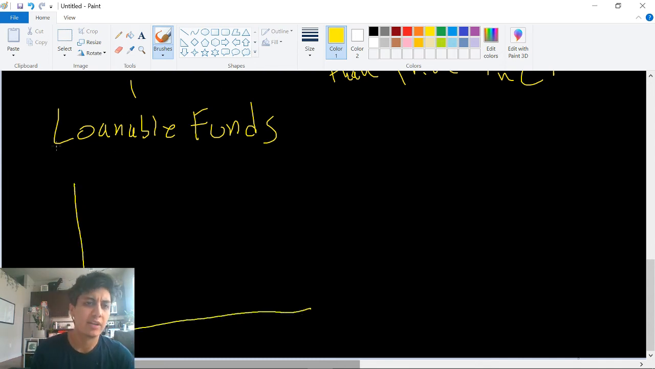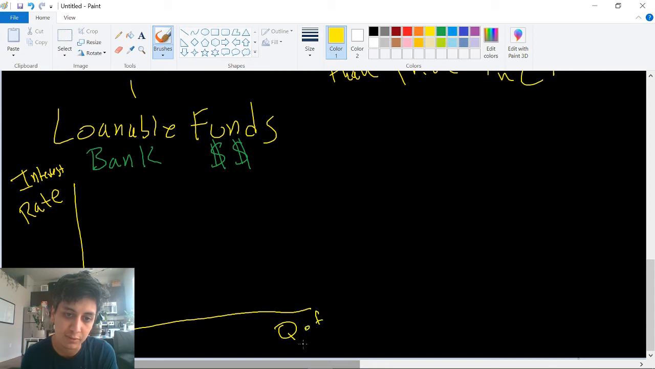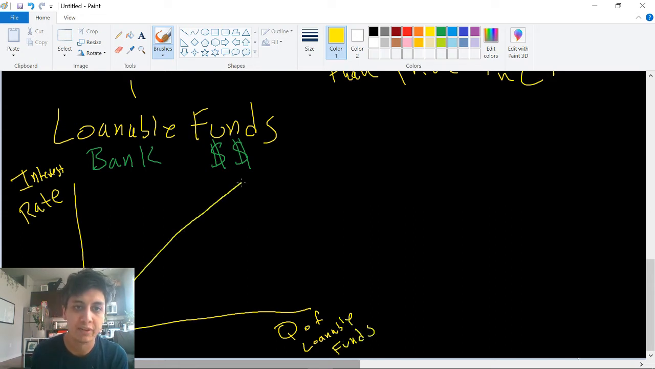And I would not overthink loanable funds, right? Funds meaning what? Money. Loanable meaning what? This is banks making loans. So this is the money in banks. And we got the interest rate up here. And we got the quantity of loanable funds, right? The amount of money banks have. Quantity of loanable. And there is a supply of money, and there is a demand for money.